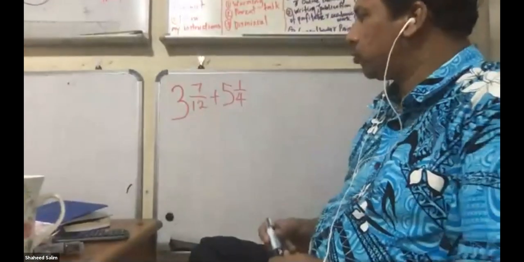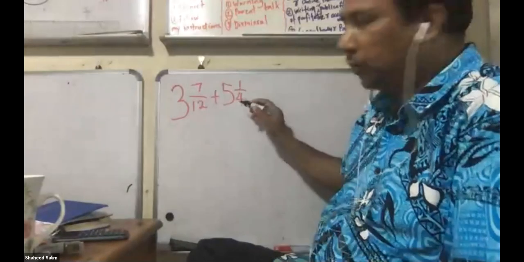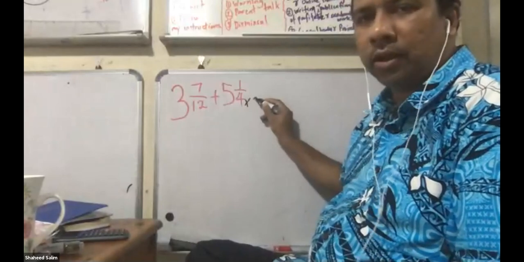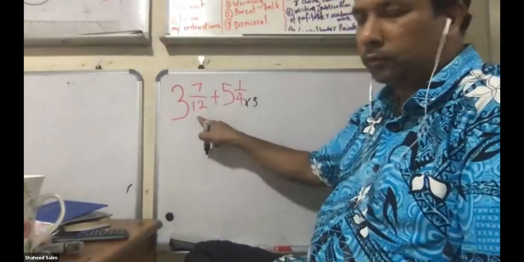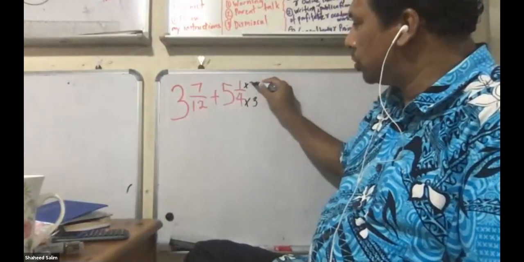Okay, Shafia. Can we make this 12? Same, huh? Can we make this into 12? Times by what? 4 times 3. 4 times 3 is 12. So do the same thing. Top also times 3.